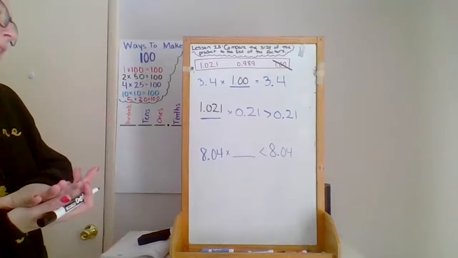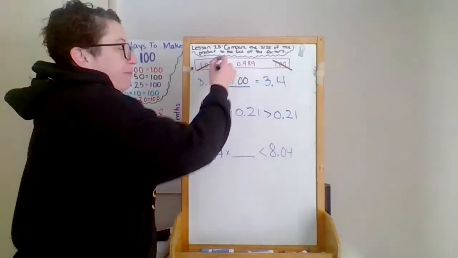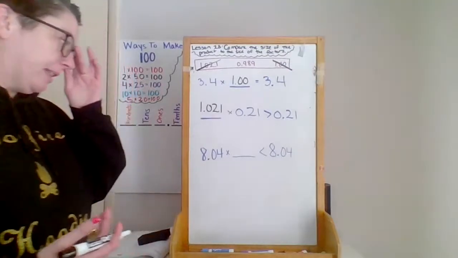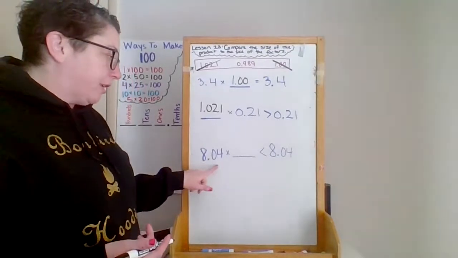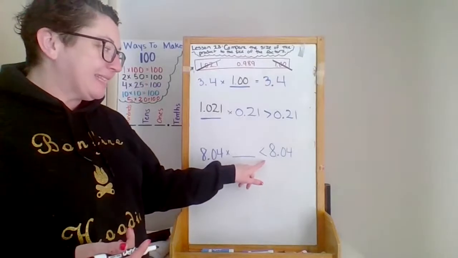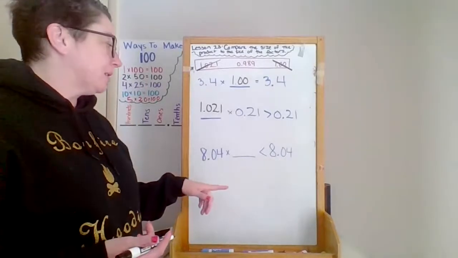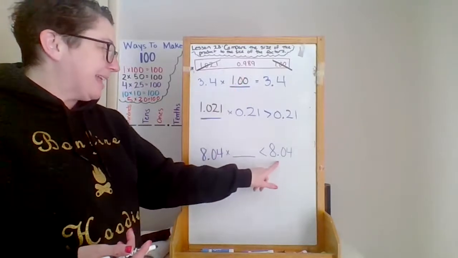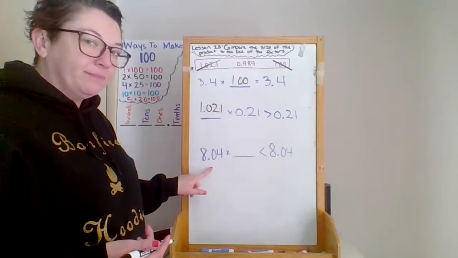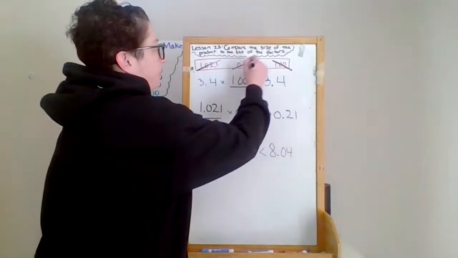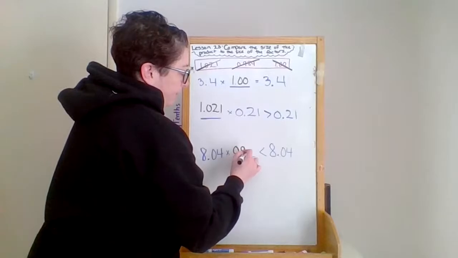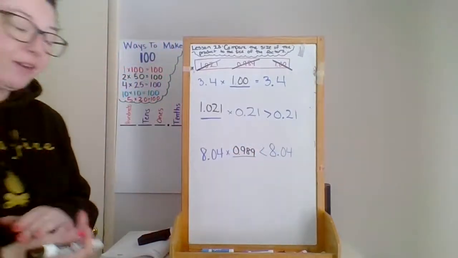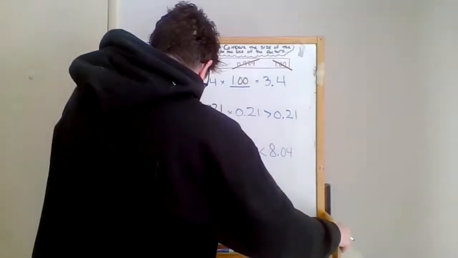Perfect. Now my last one, I only have one option, but I want to check and make sure I understand why it works and make sure that that actually is the correct answer. So I have 8 400ths times something is less than 8 400ths. So if I multiply by this, is this going to be less than what I started with? Yeah, because this is less than 1. So that's 989 thousandths. Okay, perfect.